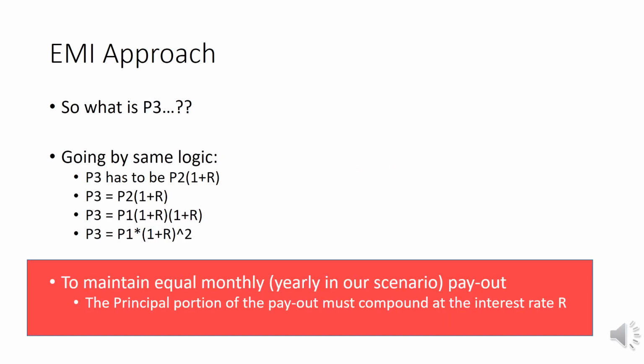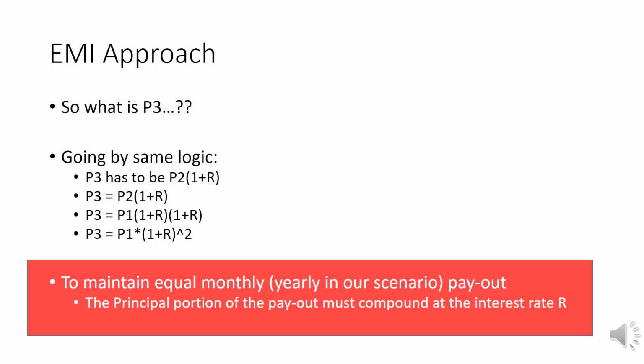So the question is, what is P3 now? We can apply the same logic. P3 has to be P2 into (1 plus R). The same logic. So we just expand P2 as P1 into (1 plus R). That gives me P3 is nothing but P1 into (1 plus R) whole squared, which means that it is just compounding. It's the same formula for compound interest, P into (1 plus R by 100) whole power n. We have all studied that. It is just compounding. The principal is just compounding. That is the whole idea behind this too.